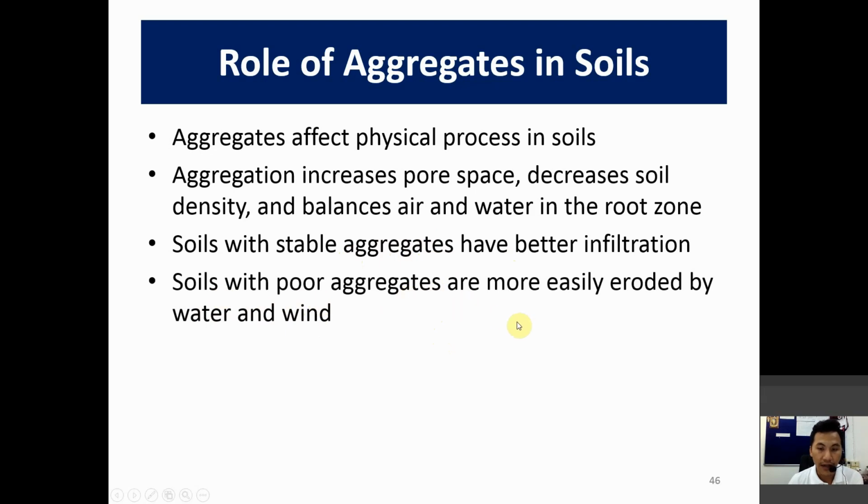Soils with poor aggregates are more easily eroded by water and wind, because they have less cementing agent that can hold the soil particles together as an aggregate. So it's really important to know your own soil aggregate status, so that you can manage and make it better in terms of structure, and prevent erosion agents like water and wind from making you keep losing your soil.